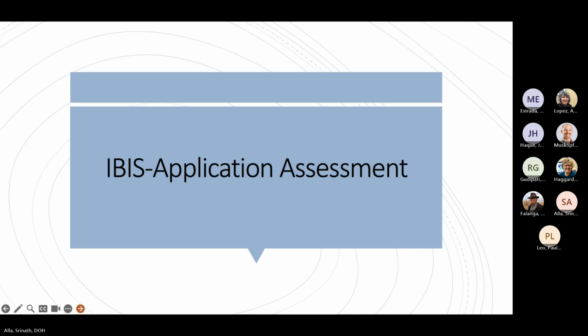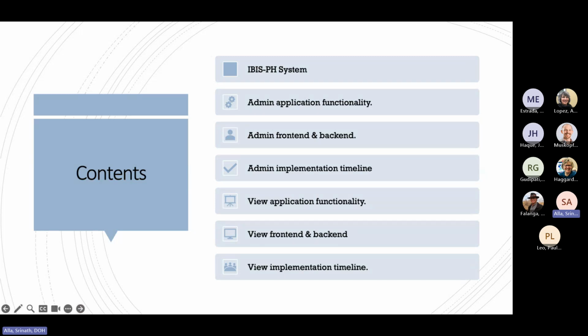So first, I'll discuss the existing IBIS system. In the IBIS system, we have the admin application and view application. I'll talk about the admin application functionality, and after that the admin front end and back end if we implement it that way, and the implementation timeline for the admin application. After the admin, I'll look into the view application functionality, its front end and back end, and the timeline for the view application.